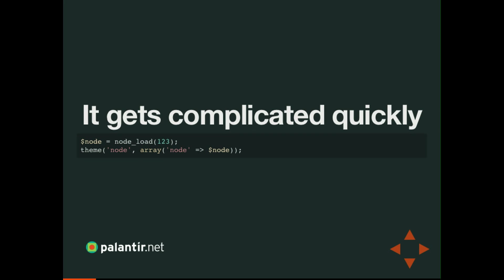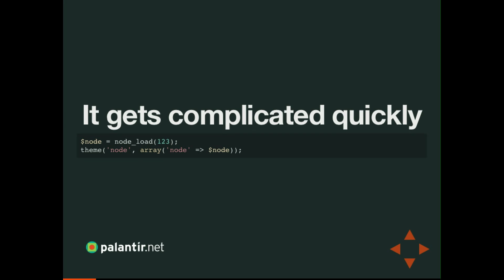It gets complicated pretty quickly. Let's look at theming a node. You can use the node load function, load your node, and then you tell the theme function, I would like to theme a node, please. I want to print this node. Call the theme function, give it the argument of node, give it an array, say here's my node. This detail has changed with each major version of Drupal.